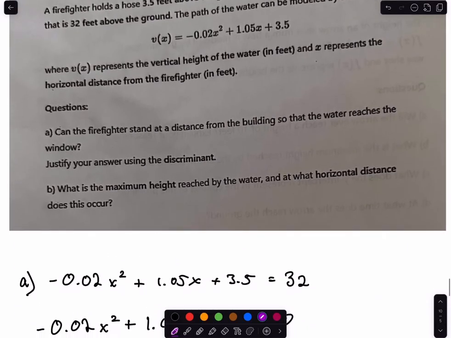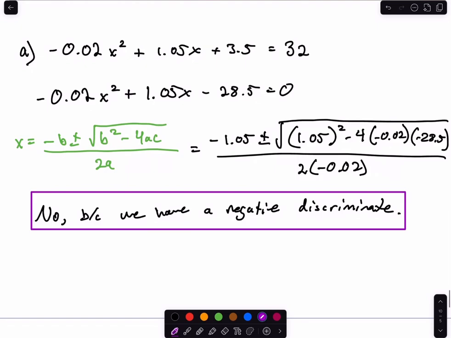What's the maximum height reached by the water? Okay, so max height. So for B, we can use, again, so highest power on any variable is a 2, like as in here, right? So we would anticipate a U-shaped curve. It's going to open downward because the leading coefficient is negative, right? So we have a U-shaped curve that opens downward, something like this, then that means we're going to have a maximum value, okay?